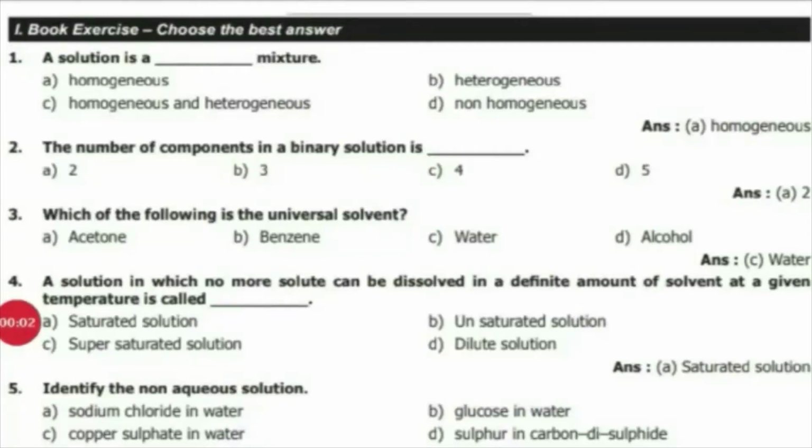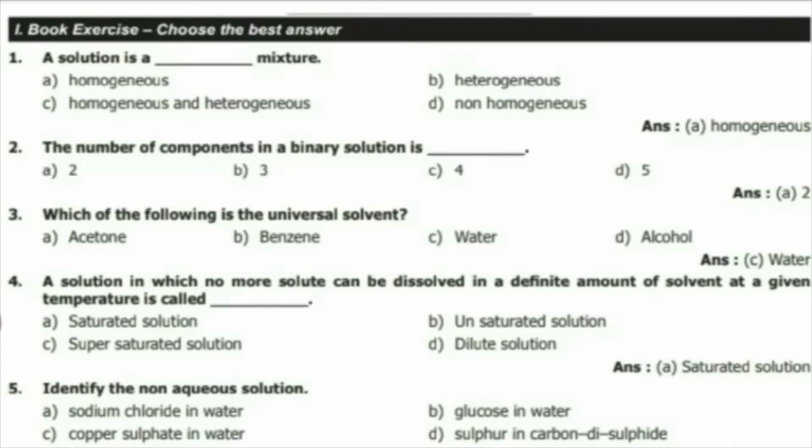First, we'll see book back exercises. Roman letter 1. Choose the correct answer. First one, a solution is a dash mixture. Answer A. Homogeneous. Second one, the number of components in a binary solution is dash.